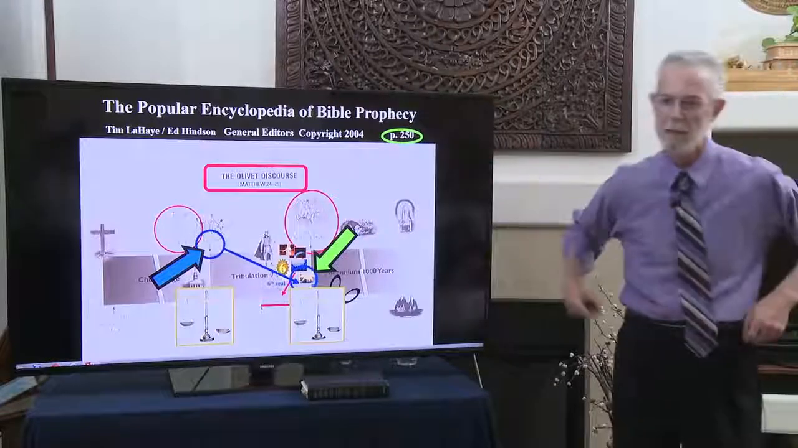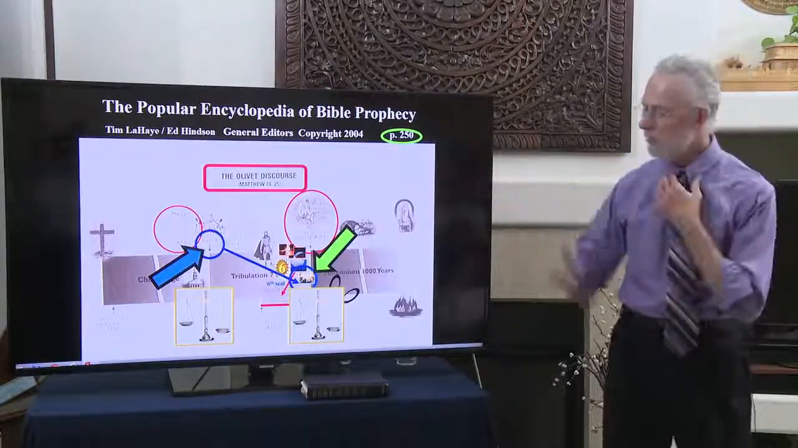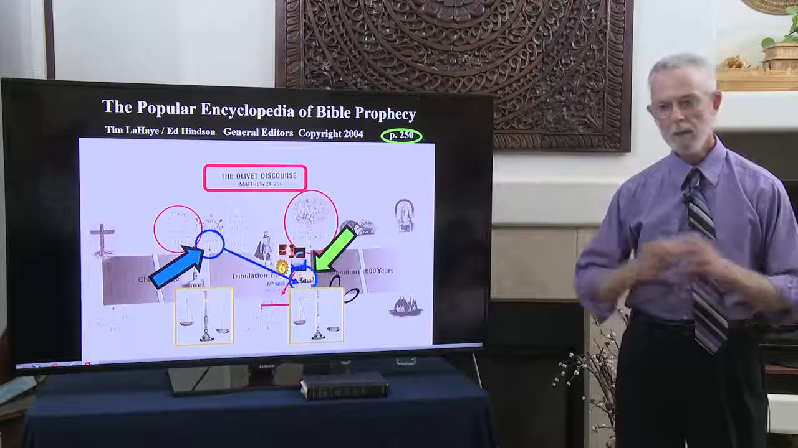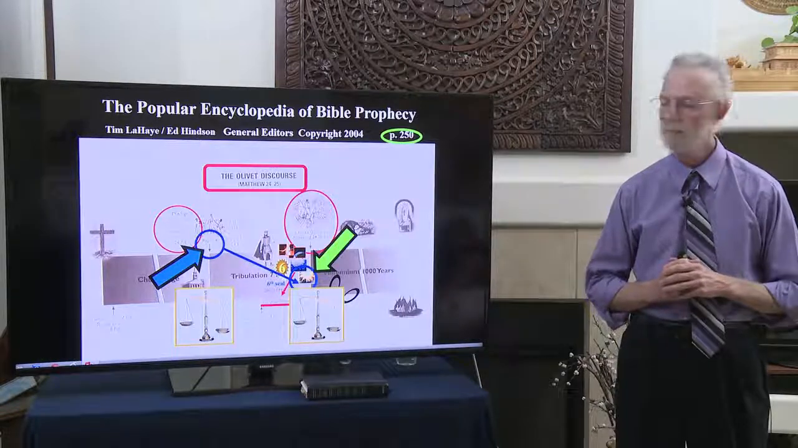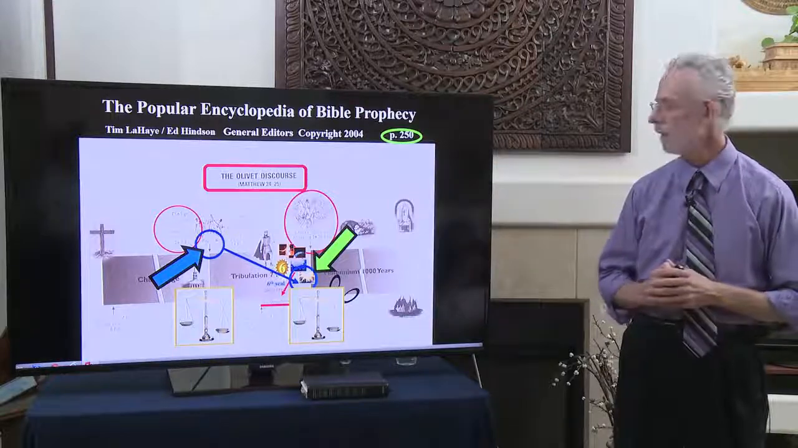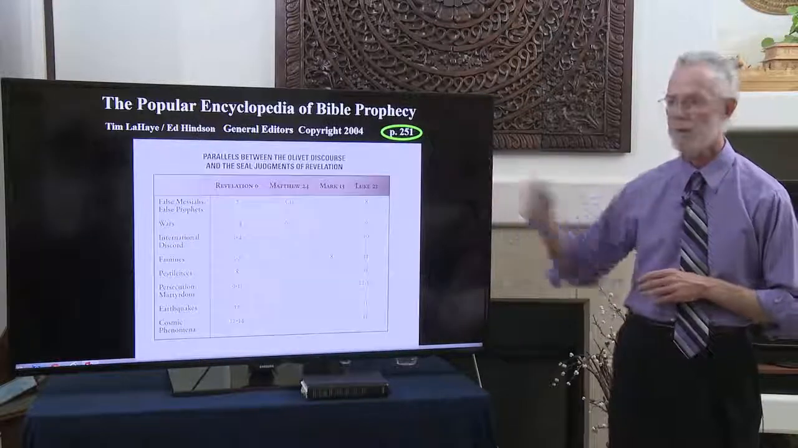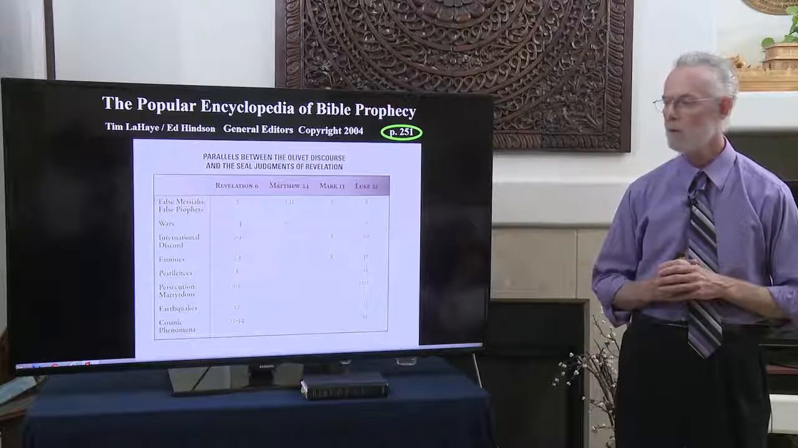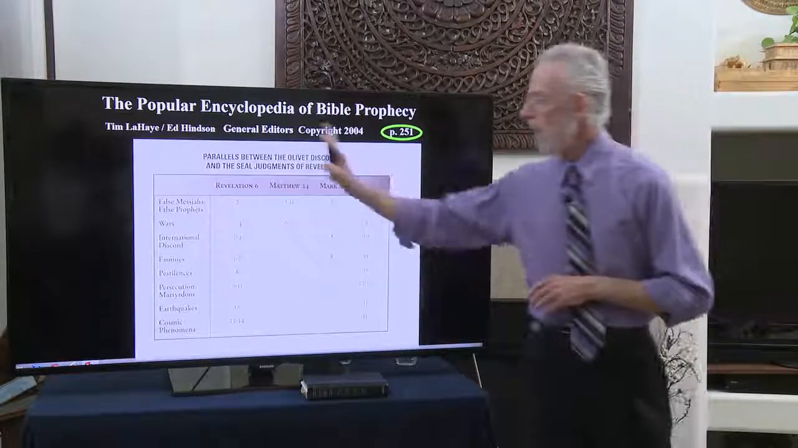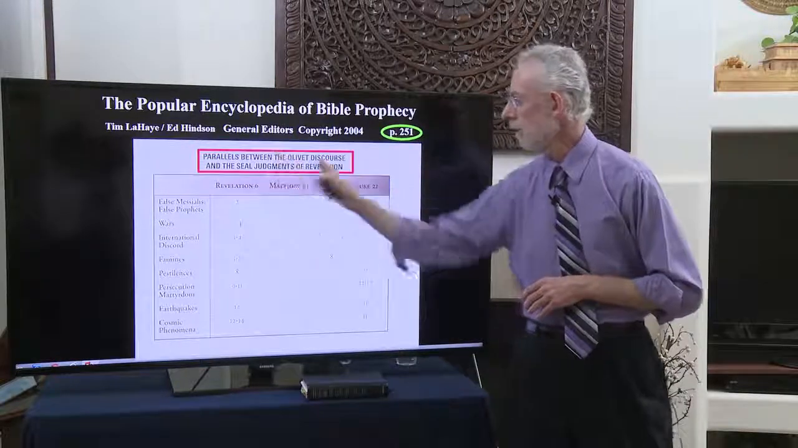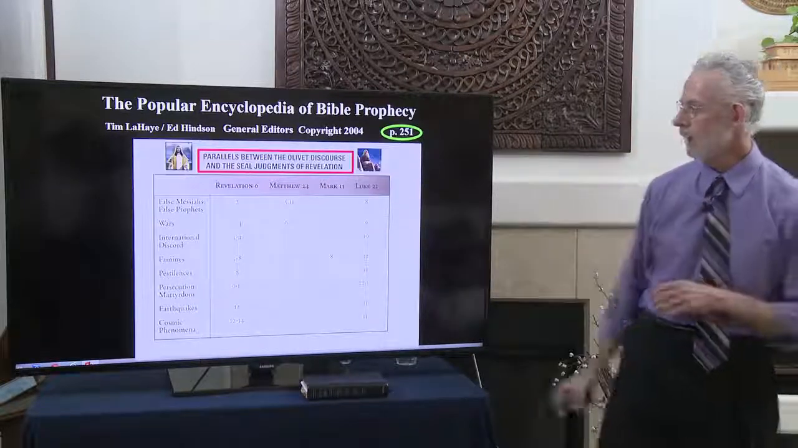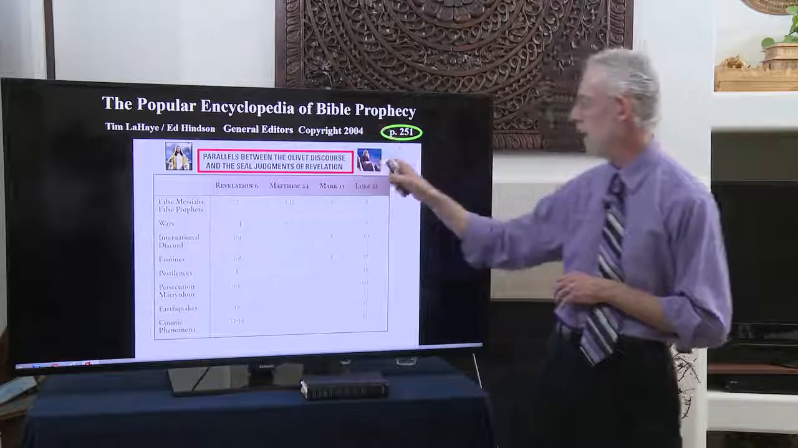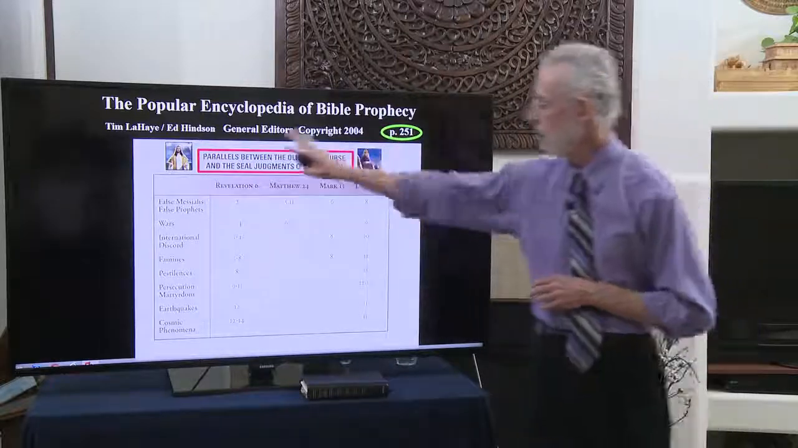Now, I want you to notice something here. This is page 250 of this book. What I'm about to show you is both interesting and troubling, I think. I'm just going to go forward one page in this book, to page 251. That's all I've done is move up one page. And now they have a chart showing the parallels between the Olivet Discourse and the sealed judgments of Revelation, which is what I just showed you, right? The comparison between what Jesus said and what John said.